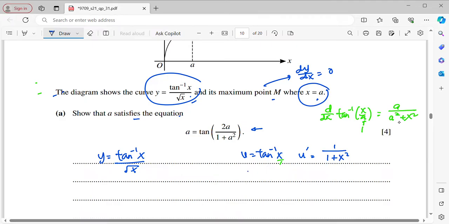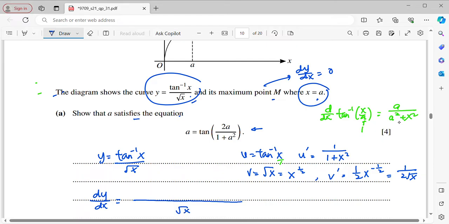So then my v is square root x. This square root x is the same as x to the power of half. That means my v prime is going to be half x to the power of negative half, because your power half minus 1 is negative half. Then from here, I can simplify this into 1 over 2 square root x. Okay, and then use the quotient rule from the previous question. So it will be over v squared, and then v u prime minus u v prime.